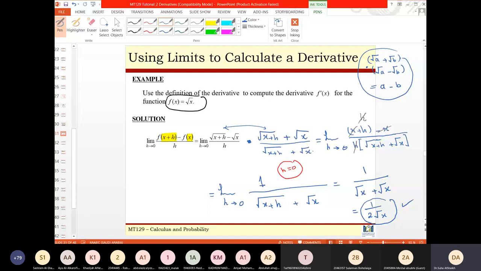Are you getting that? Is it clear? It is just the conjugate rule with the roots. You want me to do one more of this? One more of the root? Let's do one more with the root.